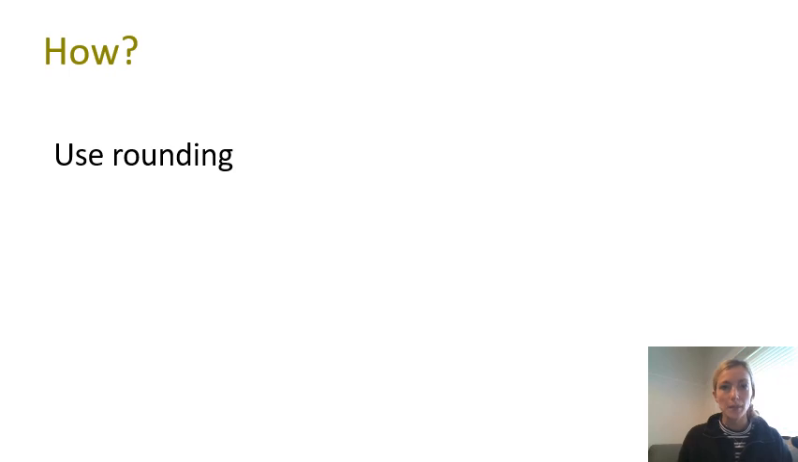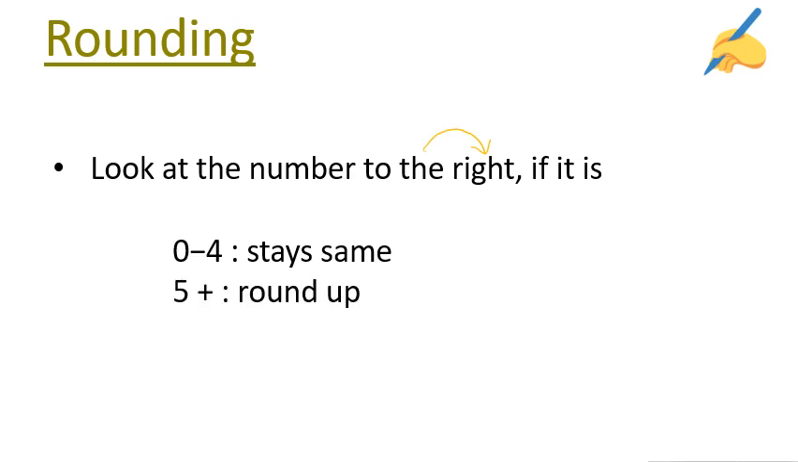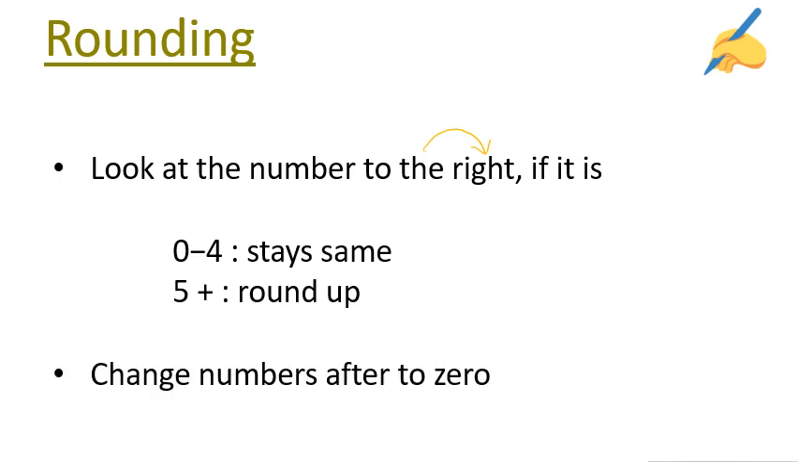So how do we estimate answers? Well, we use rounding. I'll go over how to round on the next slide. These are the rounding rules we looked at last lesson. We look at the number to the right of our main number. If it's 0 to 4, then our main number stays the same. But if it's 5 or more, then our main number needs to round up. And then we just change the numbers after to 0. If you've forgotten how to do this, you can re-watch my vodcast about that.